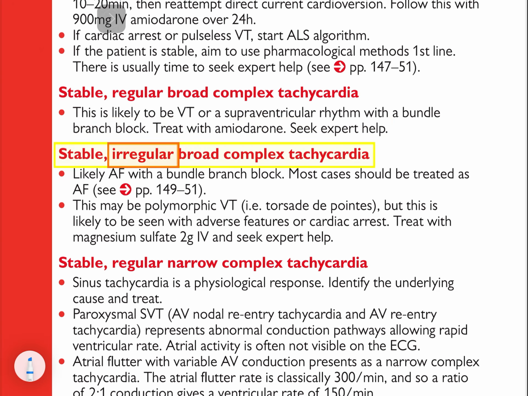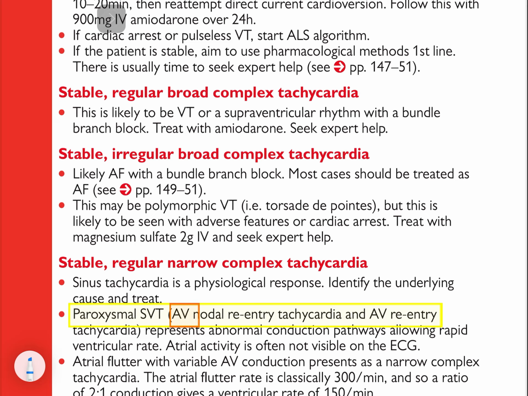Stable, irregular broad complex tachycardia, likely AF with a bundle branch block. Most cases should be treated as AF. This may be polymorphic VT, i.e. torsade de pointes, but this is likely to be seen with adverse features or cardiac arrest. Treat with magnesium sulfate 2 grams IV and seek expert help. Stable, regular narrow complex tachycardia. Sinus tachycardia is a physiological response. Identify the underlying cause and treat.